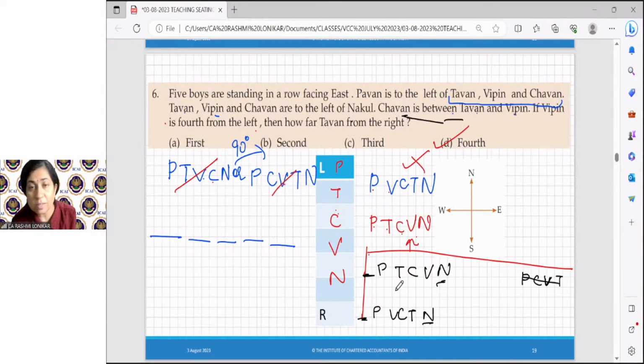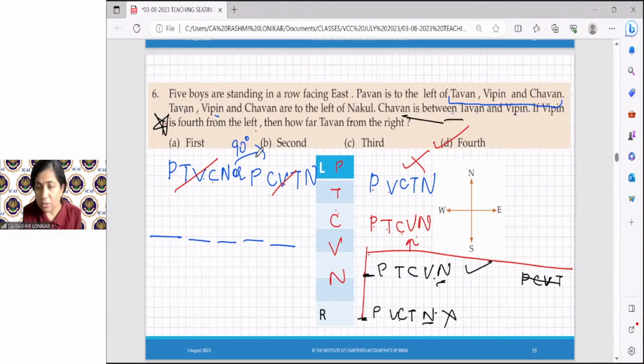Now, which of these is true? The answer to this is, if Vipin is fourth from the left: 1, 2, 3, 4. This happens. 1, 2. This does not happen. Therefore, this is the correct solution.